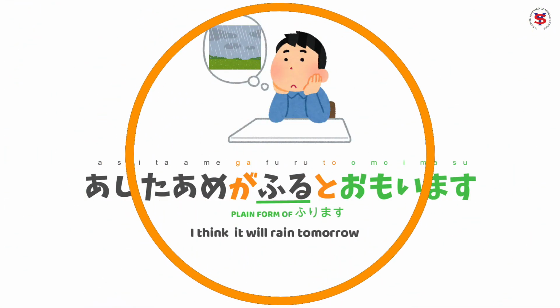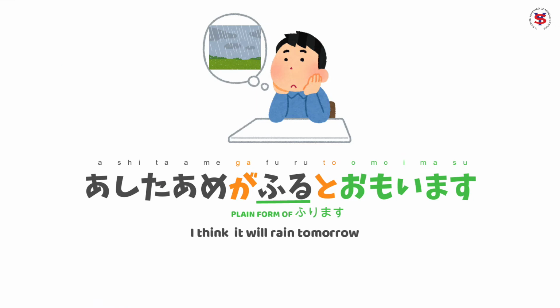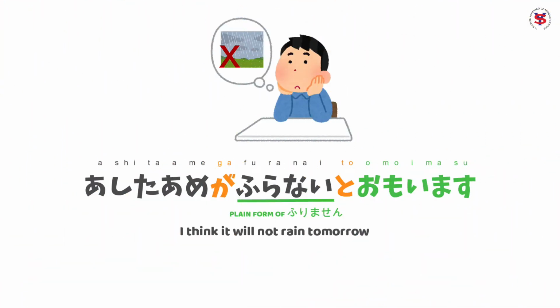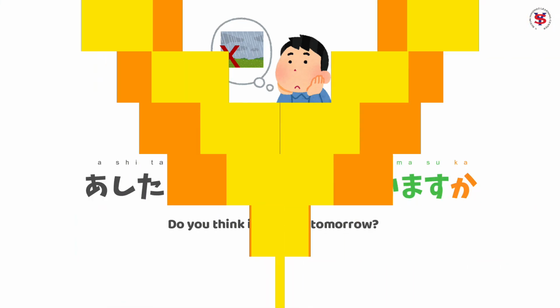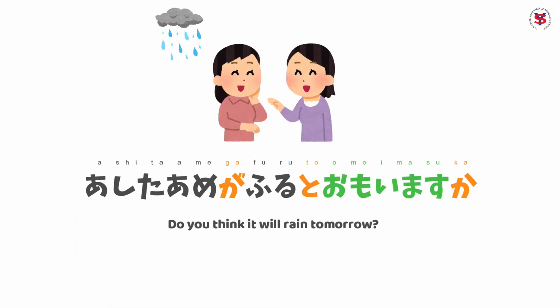Alright, this time let's look at some previous examples. 明日雨が降ると思います for I think it will rain tomorrow. And 明日雨が降らないと思います for I think it will not rain tomorrow. If we want to turn this into questions, we simply add the particle ka at the end, right? Question particle ka. So our statement becomes 明日雨が降ると思いますか?